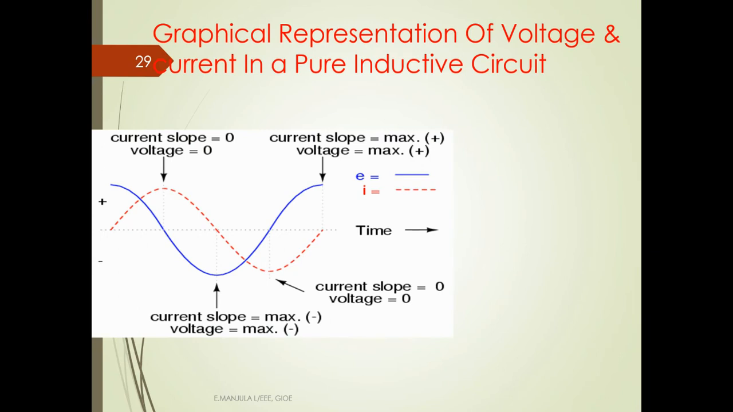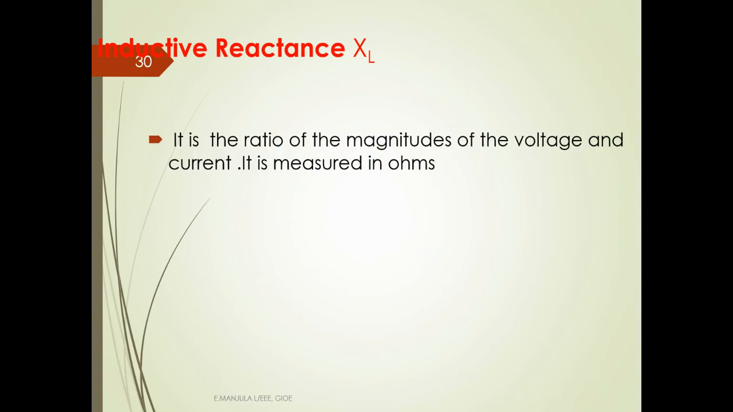Here is the graphical representation of the voltage and current in a pure inductor. The red one is the current and the blue one is the voltage. When the voltage starts, according to the equation, the current starts 90 degrees after the voltage. This is the V and this is the current representation. Current slope maximum negative and voltage slope maximum negative.